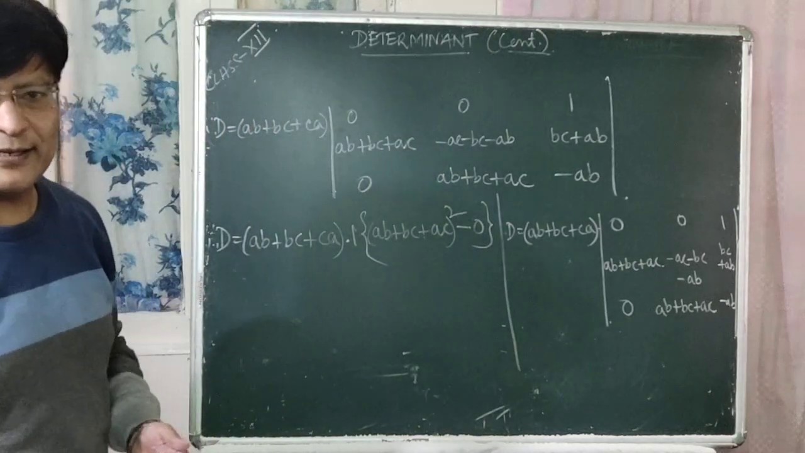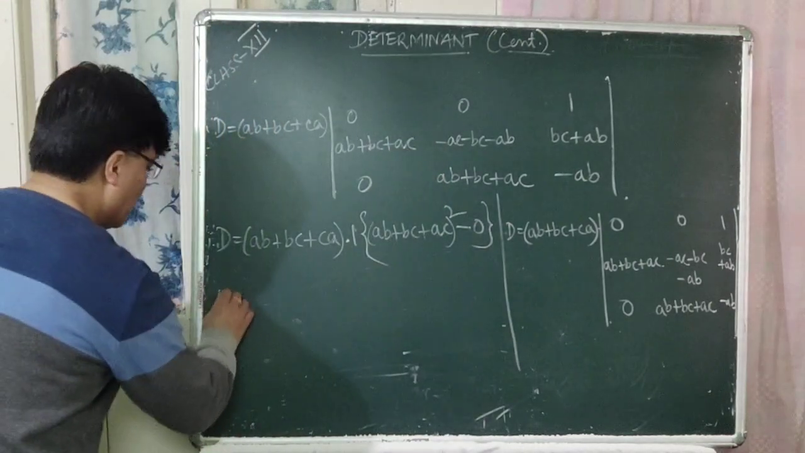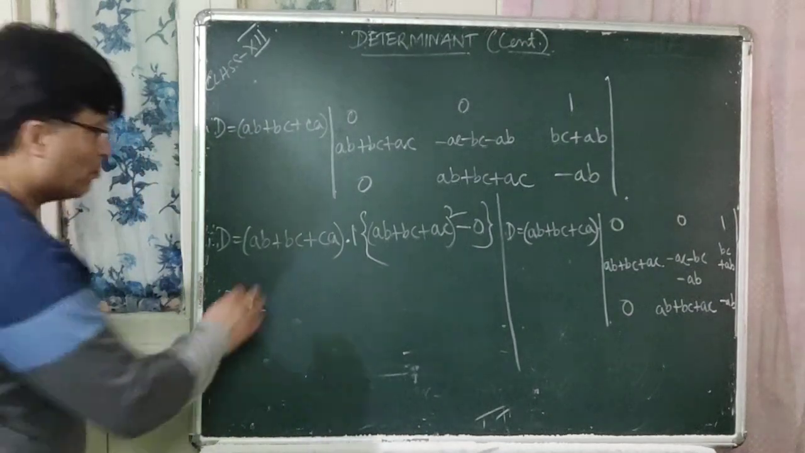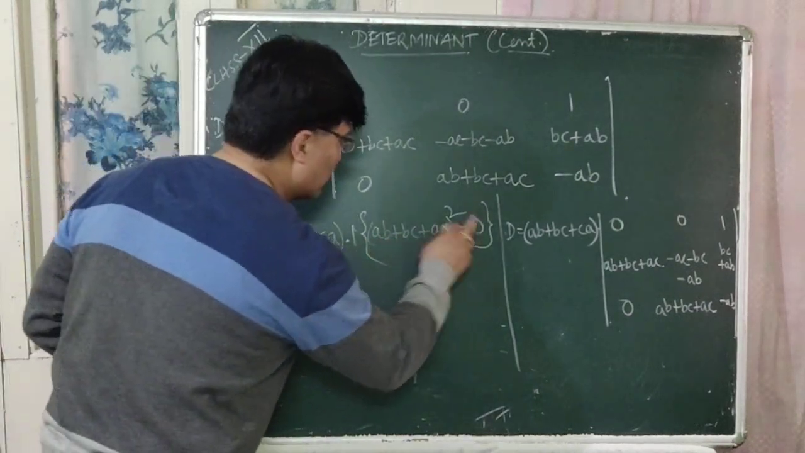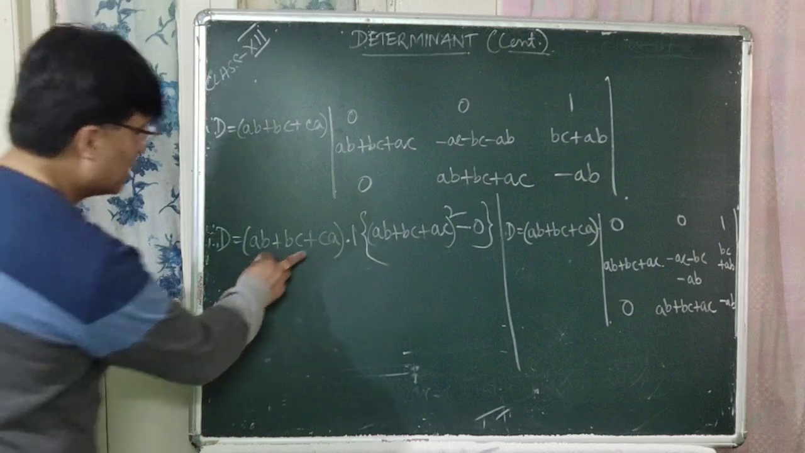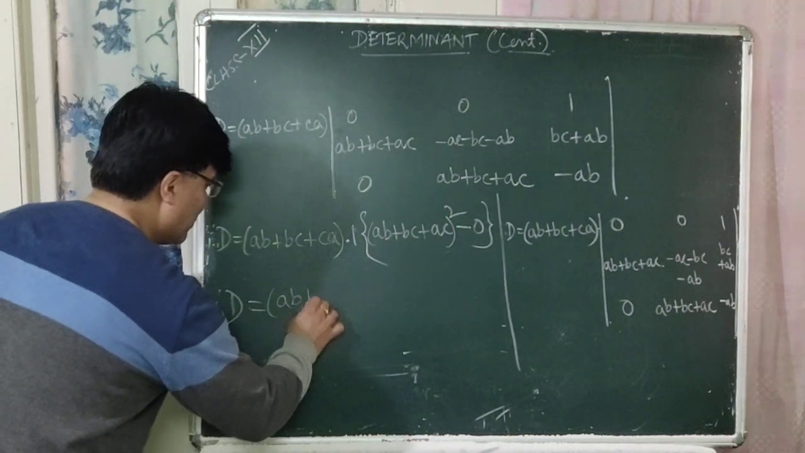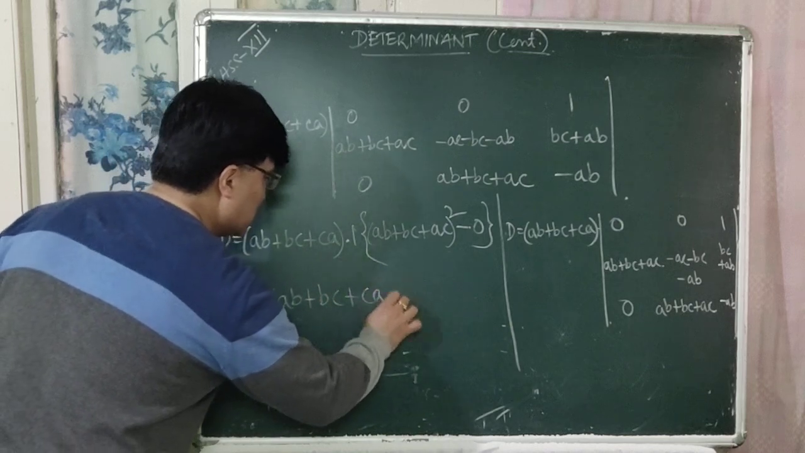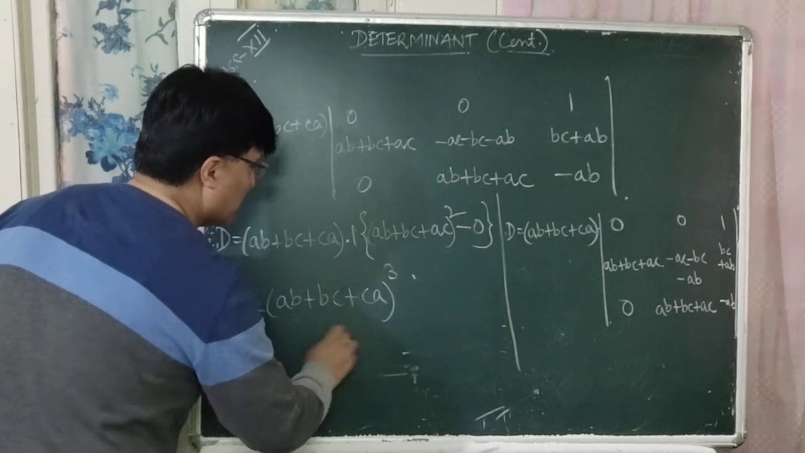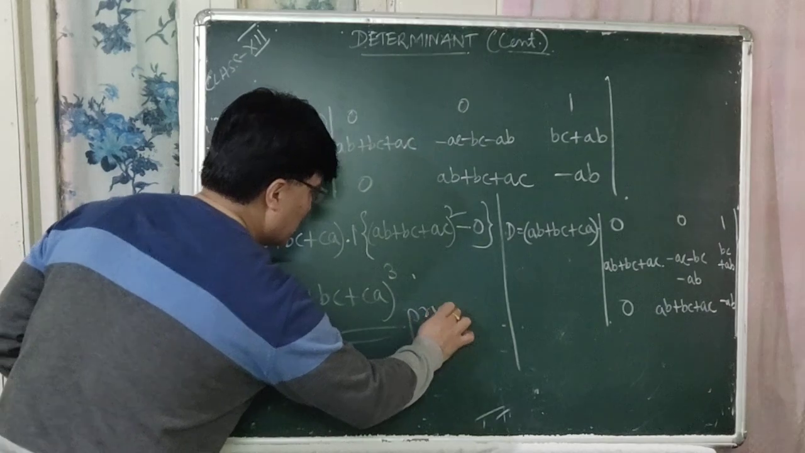You know how to expand it, isn't it? So now, therefore, what is D equal to? Now you have to multiply these two factors. 0, you don't have to write it. If you multiply these two factors, powers will be added. That is AB plus BC plus CA whole cube. Is that clear? So is it proved?